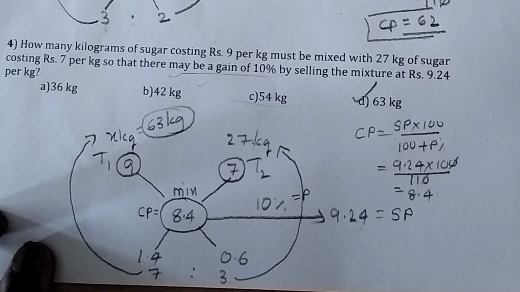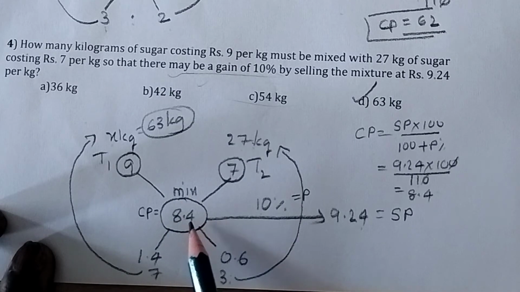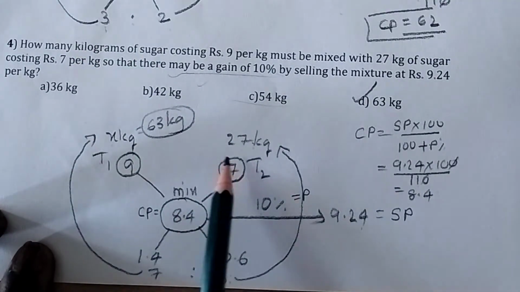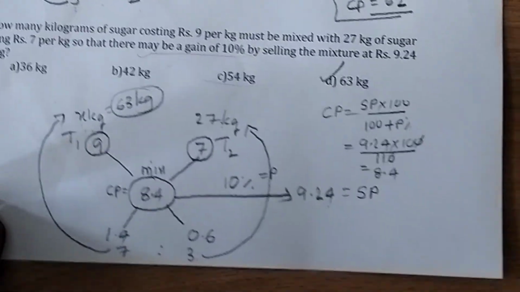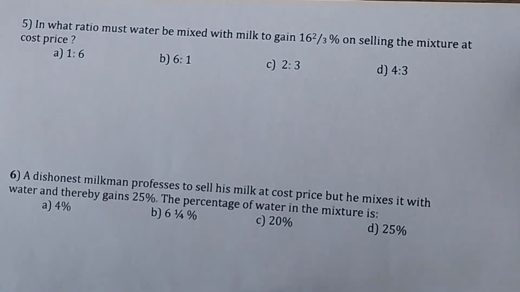Understood? Please try to understand what the given question is. This is almost same as the previous question, but one thing, in place of ratio it is asking number of kgs. I just compare the number of kgs by using ratios. Okay, that's it. Now next question number 5. Okay, this is the question.